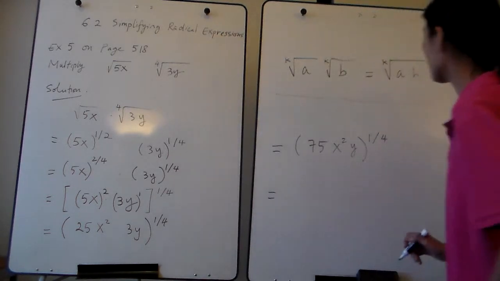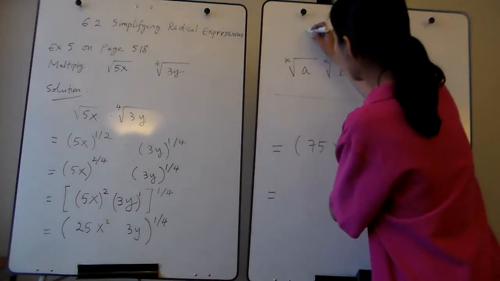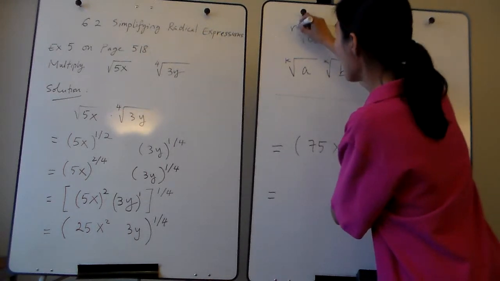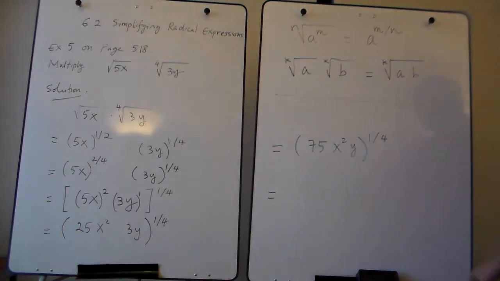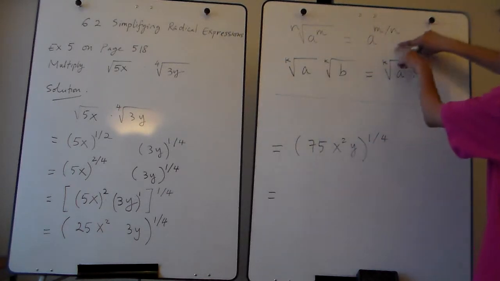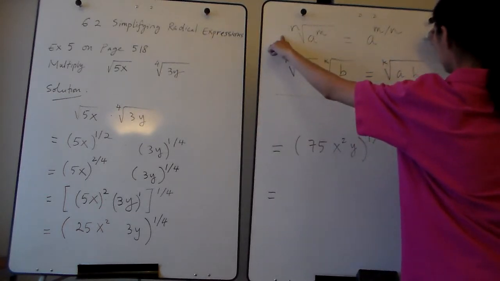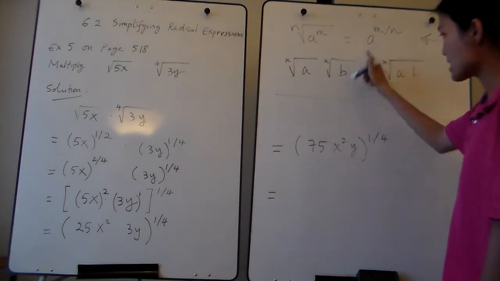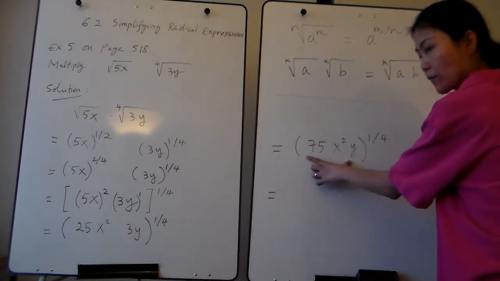So I'm going to use the formula that we learned before. This formula is, if you have the nth root of a raised to the m power, you can convert it to a to the m divided by n. Now we have this, which is the exponent expression, on the right hand side here. I'm going to use this formula to go from right to left, okay? So we're given this, which is a. A in this case is 75 x squared times y. The whole thing here is a, okay?